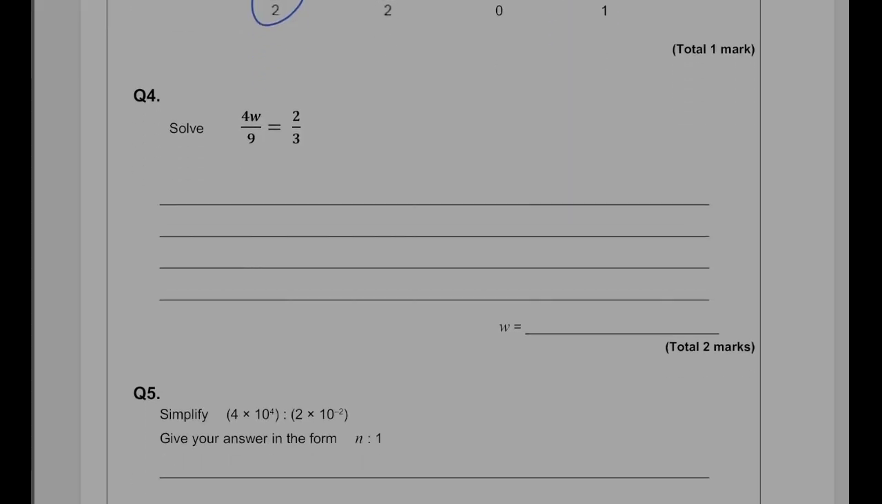Question 4. Solve 4w over 9 is equal to 2 over 3. So I'm going to times through by 9. That would give me 4w on the left, and on the right, if we do 2/3 times by 9, that would become 2 times by 3, because 9 divided by 3 is 3. So that's going to be equal to 6. Then if I divide both sides by 4, I get w is equal to 6 over 4, which would be 3 over 2, or 1.5. So w is 1.5.